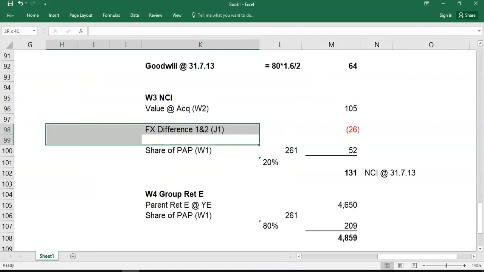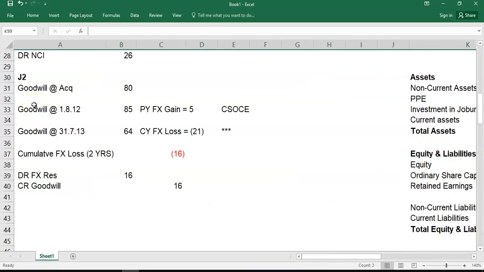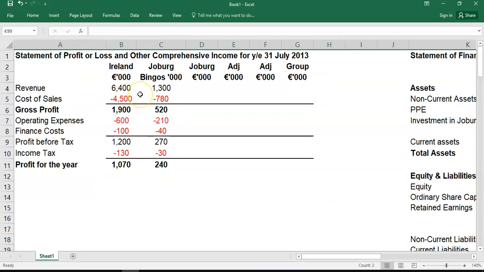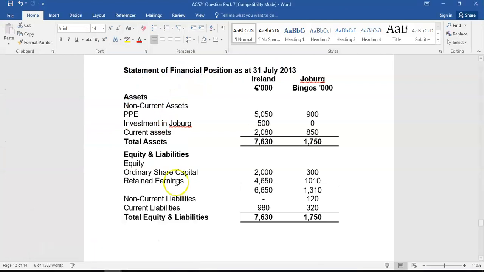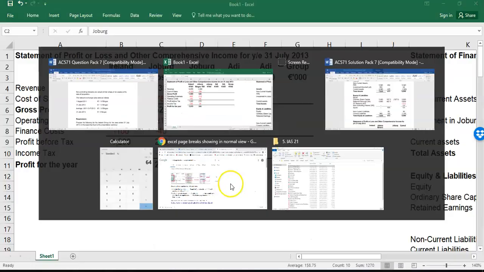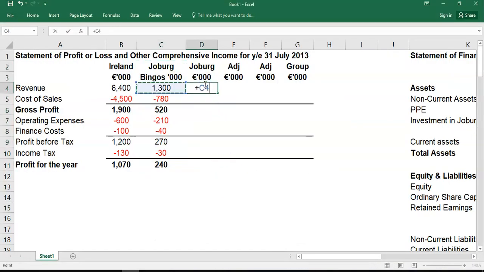So that's all our main workings done. We then come up to the statement of profit and loss, and we're going to convert Joburg at the average rate. And it's the average rate for this year, which you go back to the question, is 1.8. So you're dividing everything by 1.8 and you're just working down along.